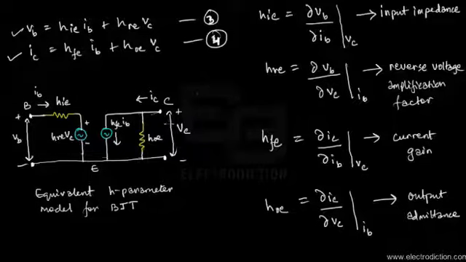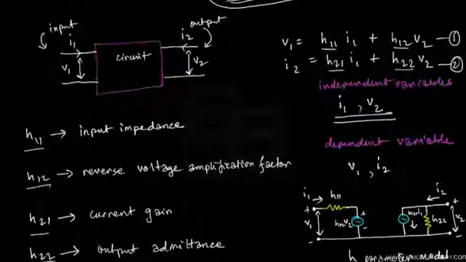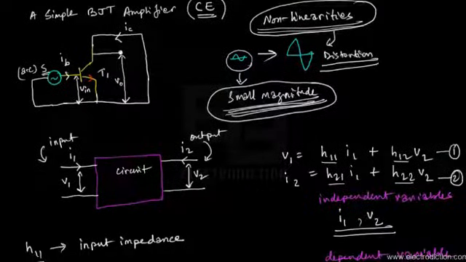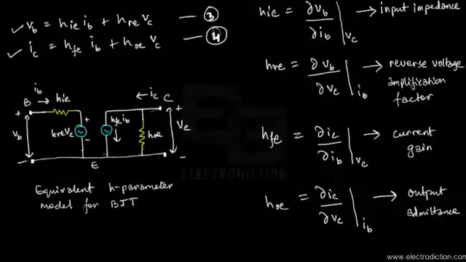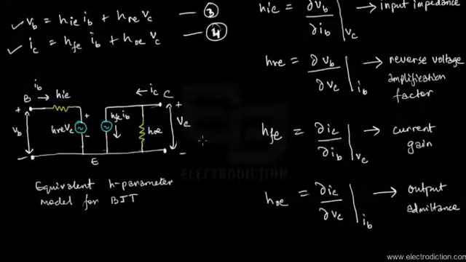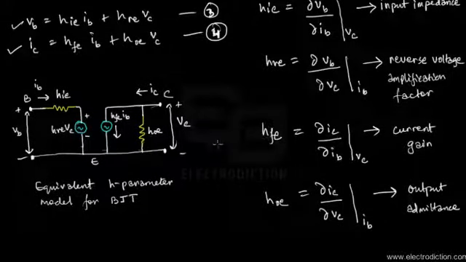Using this model, a lot of complex analysis is easily possible. If you look at the circuit we showed at the beginning, we excluded the biasing resistors and all. If there are complex circuits for BJT amplifiers like that, you can easily extend this H parameter model of the BJT and analyze those complicated circuits with ease.